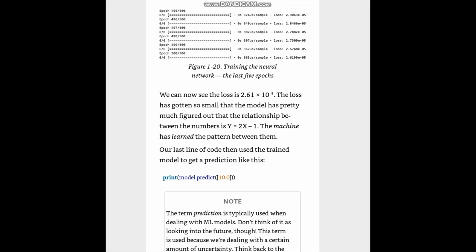Here's a note that the term prediction is typically used when dealing with machine learning models. Don't think of it as looking into the future though. Prediction is used when you are dealing with a machine learning model; we are not actually looking into the future. This term is used when we are dealing with a certain amount of uncertainty, basically probability.